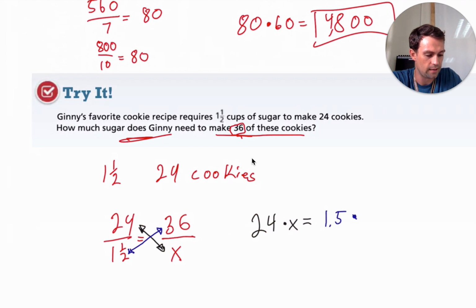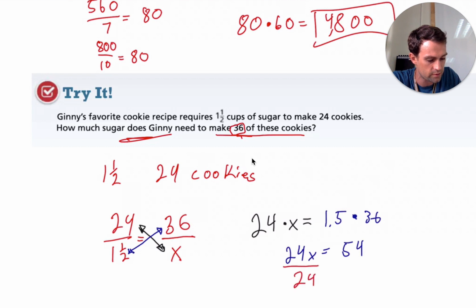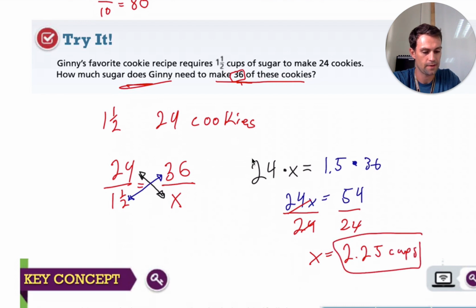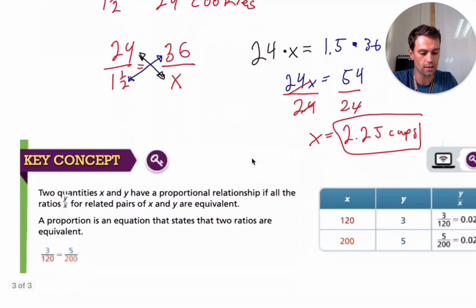1.5 times 36. So 24x equals 36 times 1.5 gives us 54. And then to get rid of this 24 times x, we will divide by 24 to both sides. So there's just 2 steps here. So that gives us x is equal to 2.25 cups. That's how many cups you will need, okay? So we're setting up a proportion. We cross multiply, and then we divide. Okay, 2 steps. All right, here's the key concept for today.